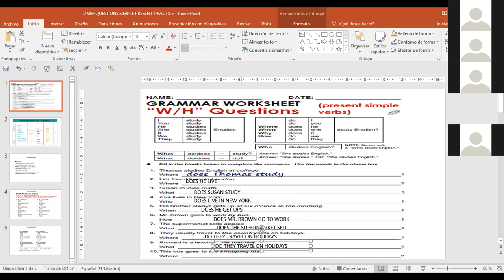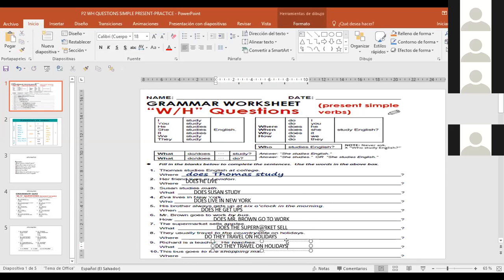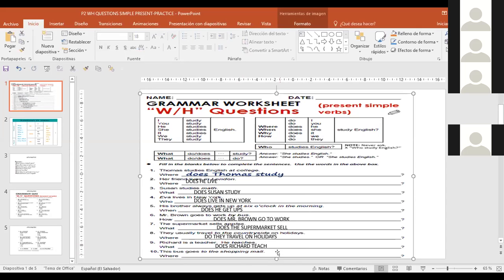Okay, number nine. Richard is a teacher. He teaches. Él es un profesor. Él enseña. Entonces luego dice, what? He teaches. What does Richard? Very good. What does? Porque estamos hablando de Richard. What does Richard teach? ¿Qué enseña Richard?